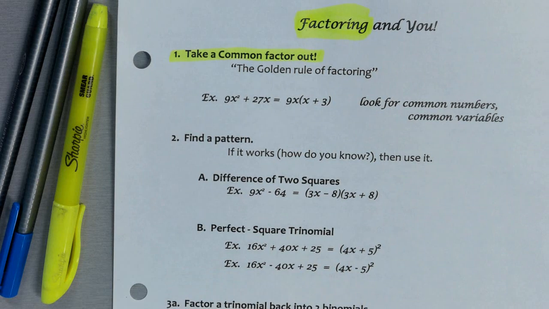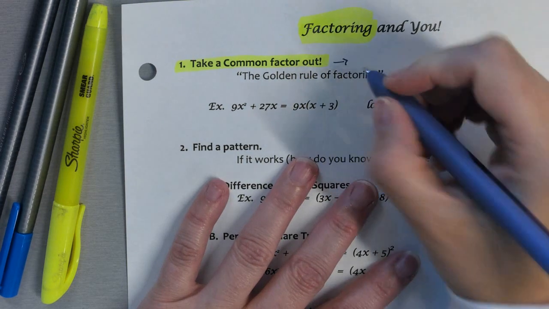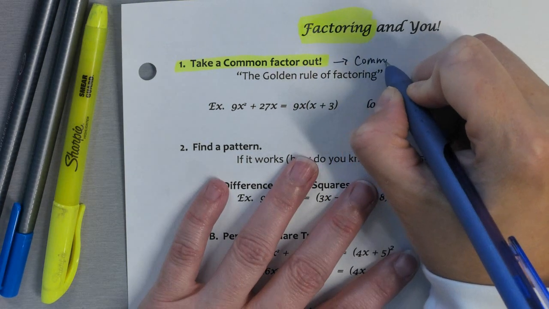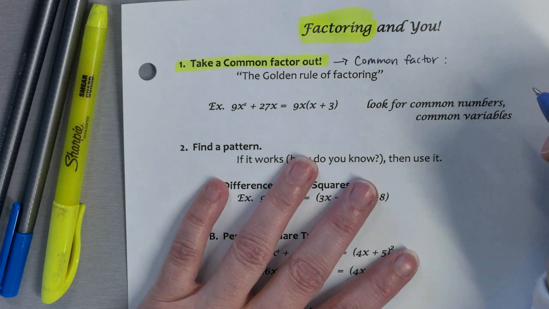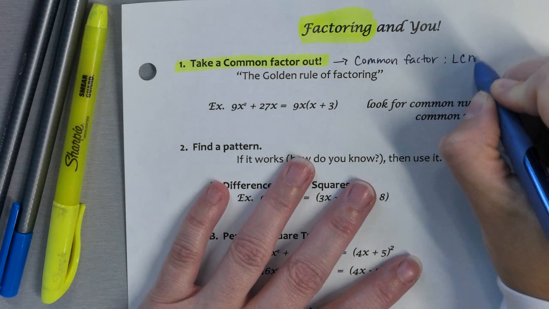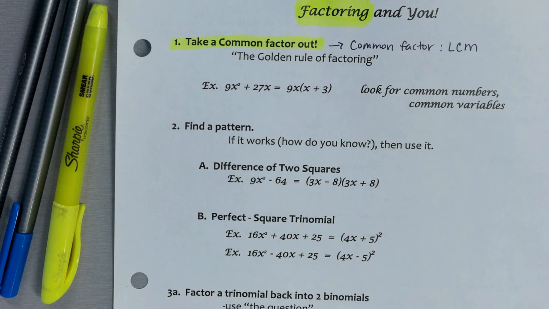Okay, so take out a common factor. And a common factor could be called the LCM, the least common multiple. In this worksheet, they call it the golden rule of factoring, which I don't know about that, but I do know it's always what you want to do first.